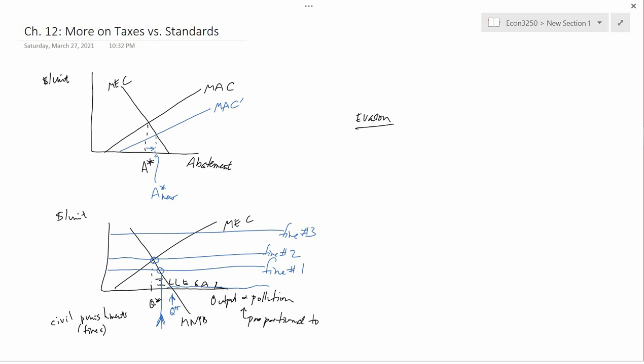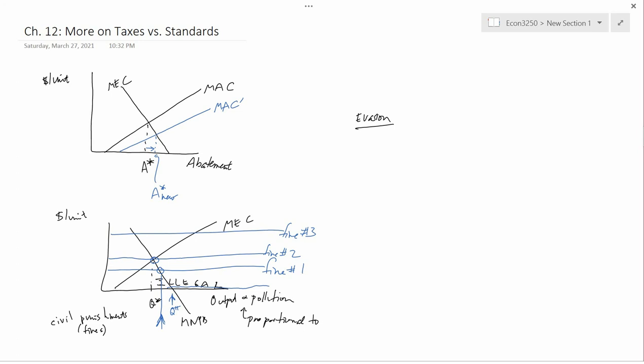It depends on the amount of monitoring that the government does. With the standard, the government perhaps has a simpler job in monitoring. It just has to know whether the standard is being violated or not. Whereas with the tax, the government has to know not just whether pollution is greater than or less than a certain amount, but exactly how much pollution there is. Or not just whether abatement is greater than or less than a certain amount, but exactly how much abatement there is. So measurement might be more difficult for taxes than for standards.